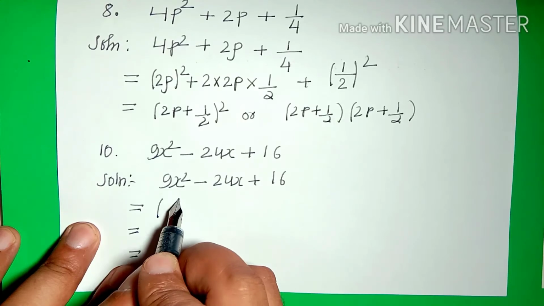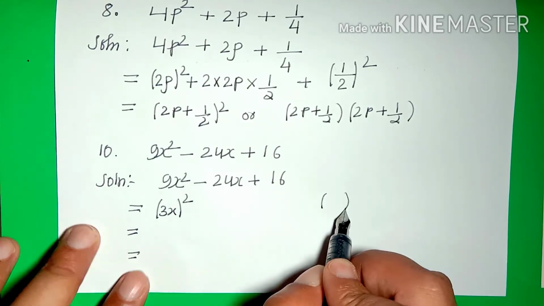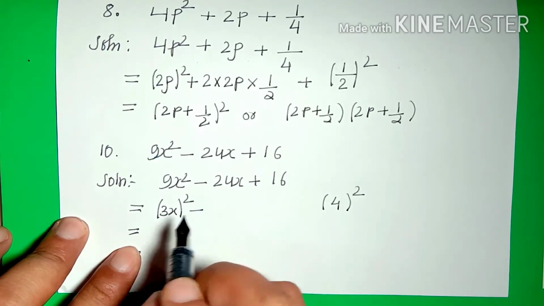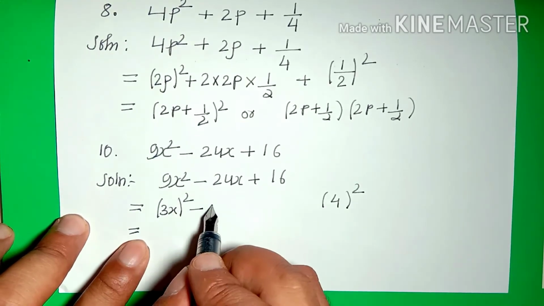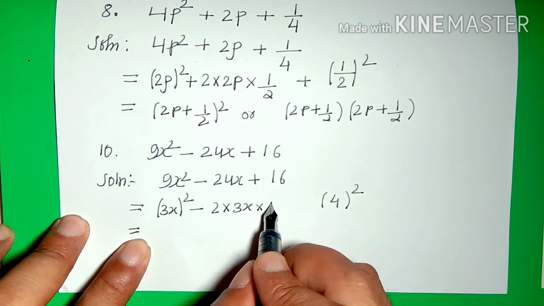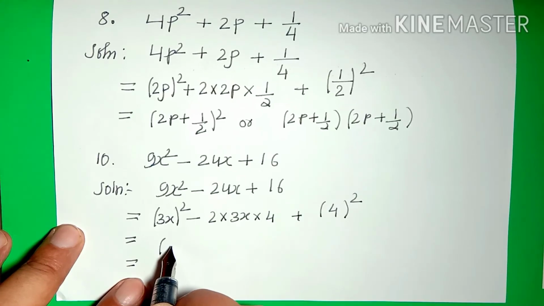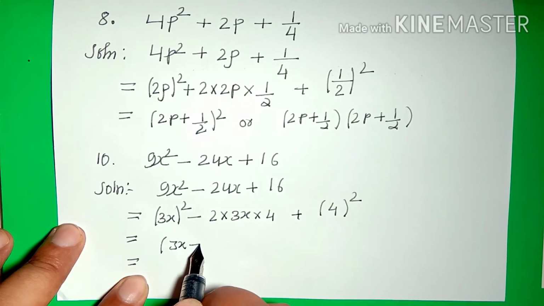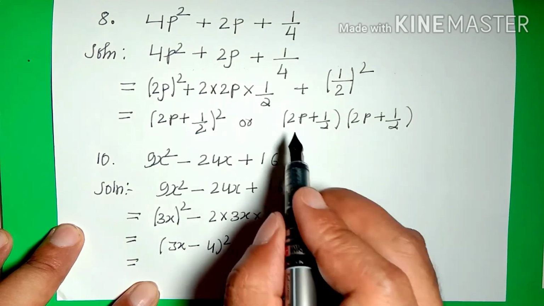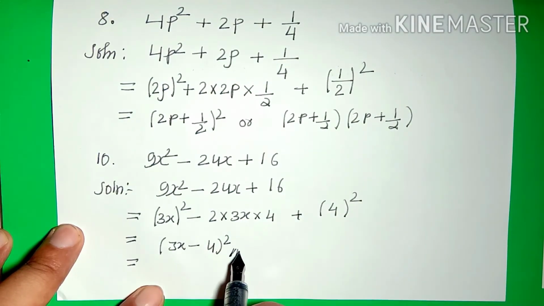Now 9 is a perfect square of, yes, that is 3x, and 16 is also a perfect square of 4, so 4 square. Minus sign, minus sign. So I've got here a square minus 2 into, yes, a, which means 3x, into b, which is 4, plus b square, and that implies a, same sign you can drop here, minus b, which equals 4 square, or you can also expand the same factor. We can write 2 times, or we can also just stop here.